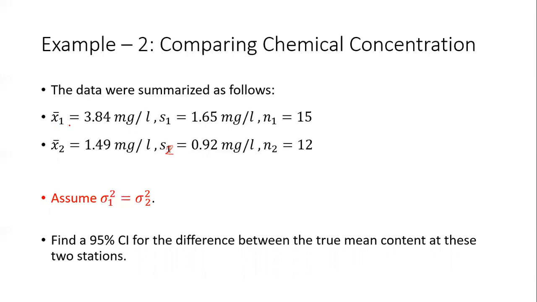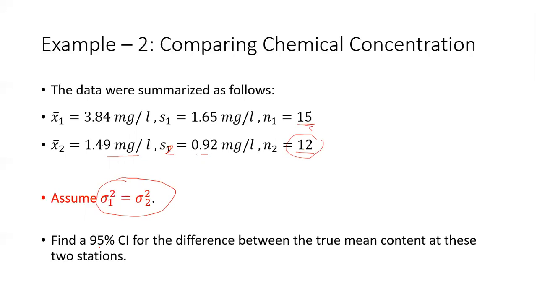Well, X1 bar is equal to 3.84 milligrams per liter, and the standard deviation of the first sample is 1.65, with 15 observations here. And there are 12 observations with 0.92 milligrams per liter as the standard deviation and 1.49 milligrams per liter as the average of the 12 observations. Assume that the variances are unknown. We don't know the variances, but you can assume that they are equal to each other.